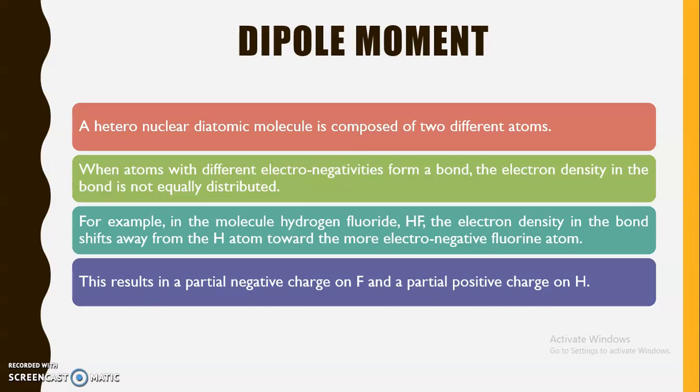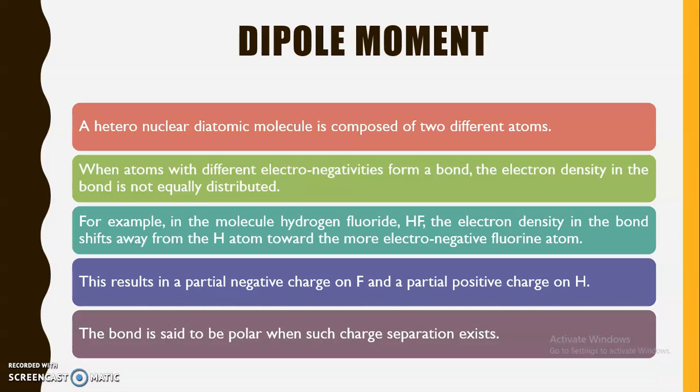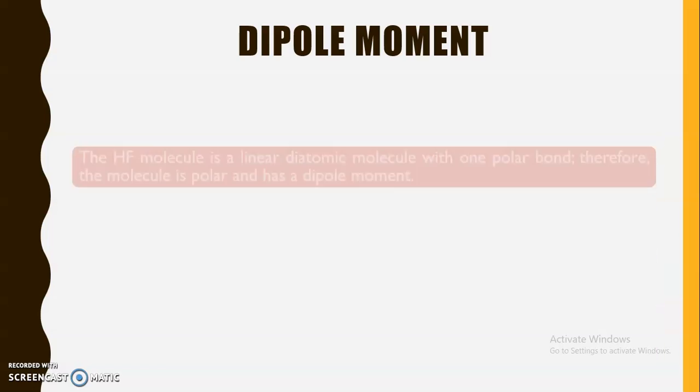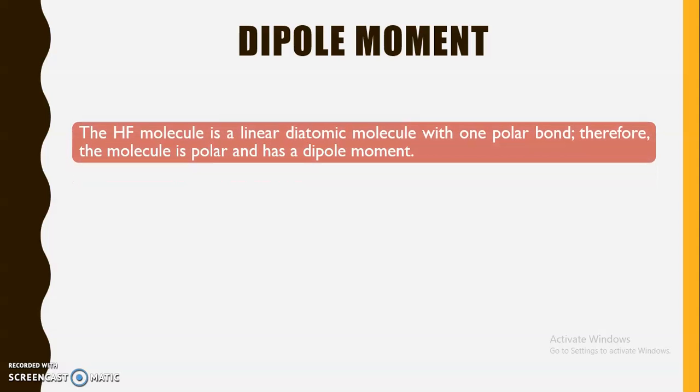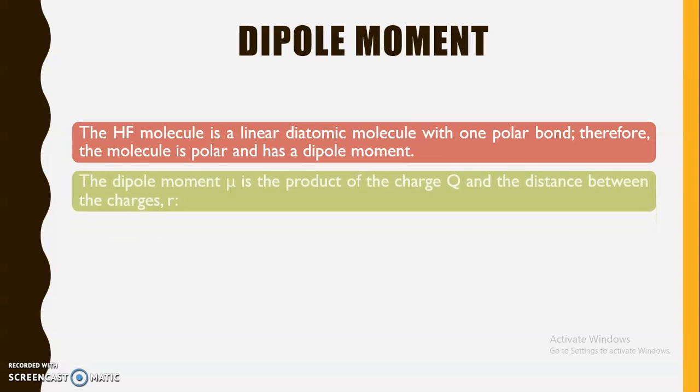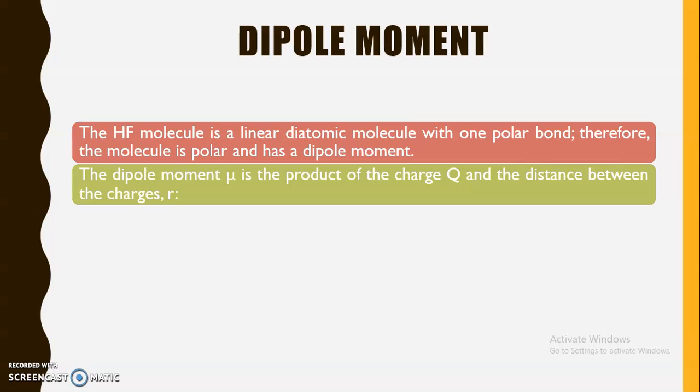Such molecules show absorption of infrared radiations. And this bond is said to be polar when such charge separation exists. Such polar bonds only absorb the infrared radiations. The HF molecule is a linear diatomic molecule with one polar bond. Therefore, this molecule is polar and it has a dipole moment. And as it has a dipole moment, it is capable of absorbing the infrared radiations. So this is the basic requirement for absorption of infrared radiation.